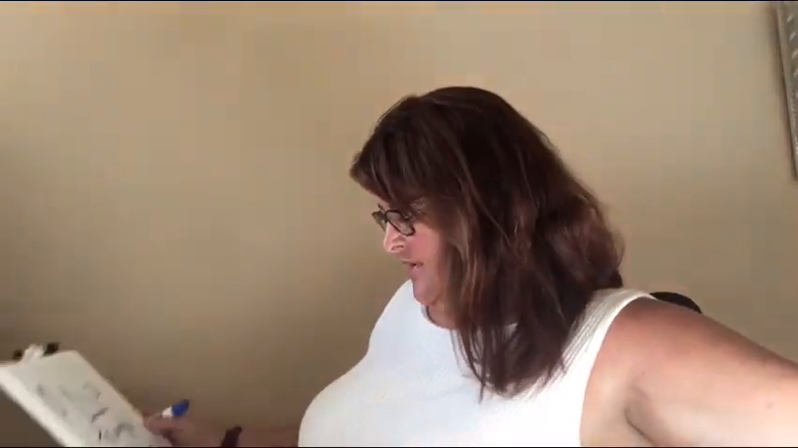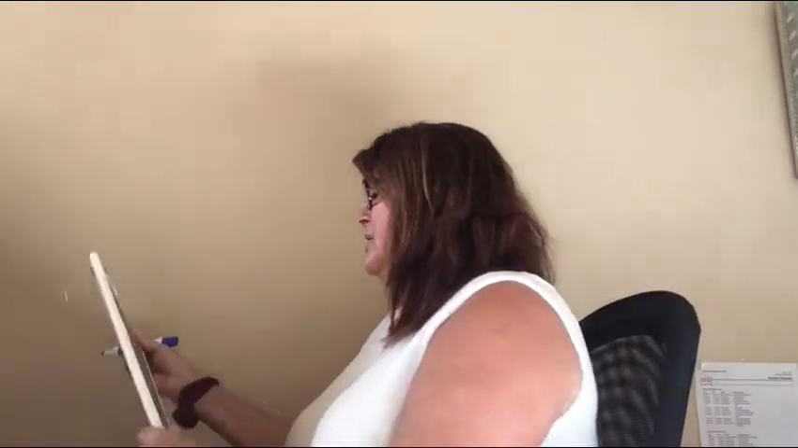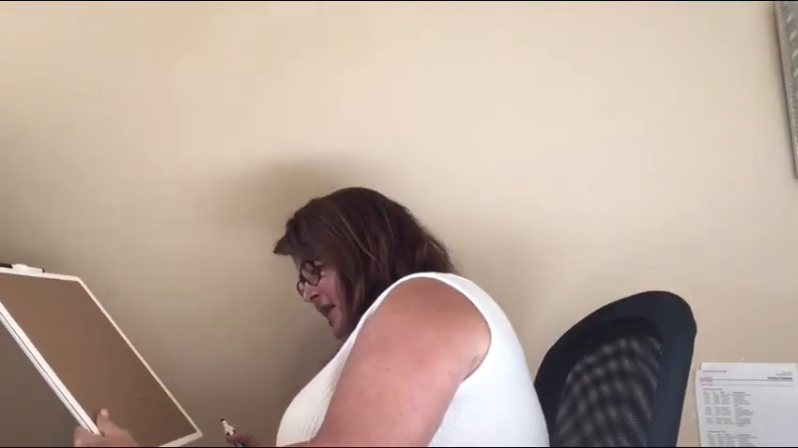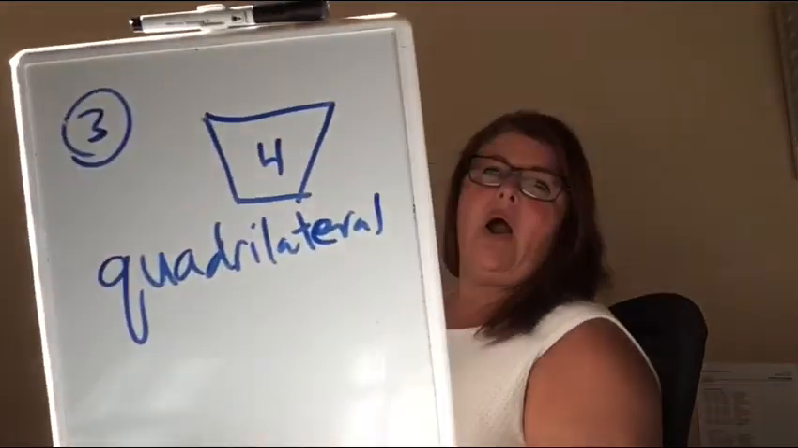Number 3, count up the sides. Number 3 has 1, 2, 3, 4. Number 3 has 4 sides. 1, 2, 3, 4. It is a, write it in, quadrilateral. It has 4 sides. Okay.